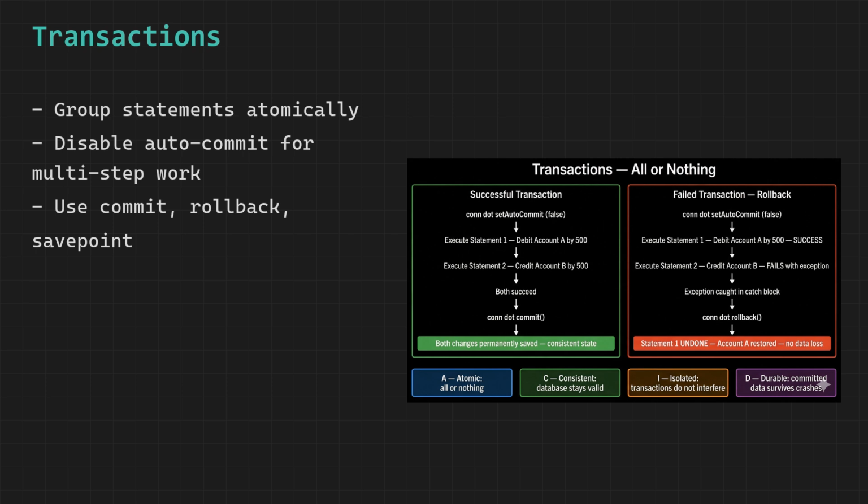Atomic means all or nothing. Consistent means the database moves from one valid state to another. Isolated means concurrent transactions do not interfere with each other. Durable means once committed, changes survive system crashes.